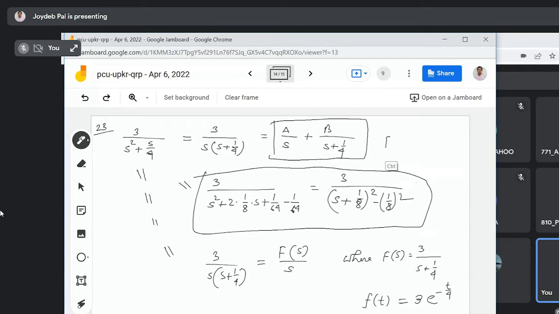What is the form here? The form is Laplace inverse of 1 by s minus a type. Now, what is the Laplace inverse of 1 by s minus a? It is e to the power at. So by using that, you can write f(t) is equal to 3 e to the power... Here a is minus 1 by 4. So it will be 3 e to the power minus t by 4.